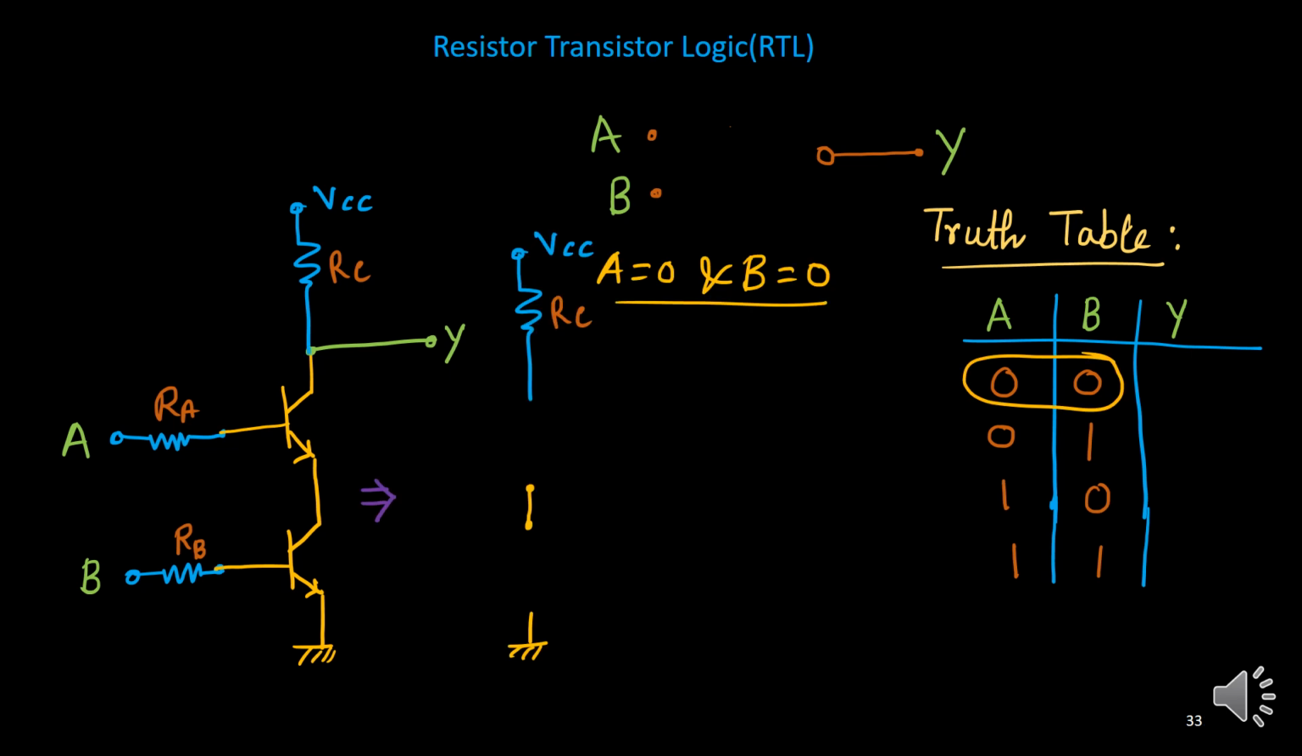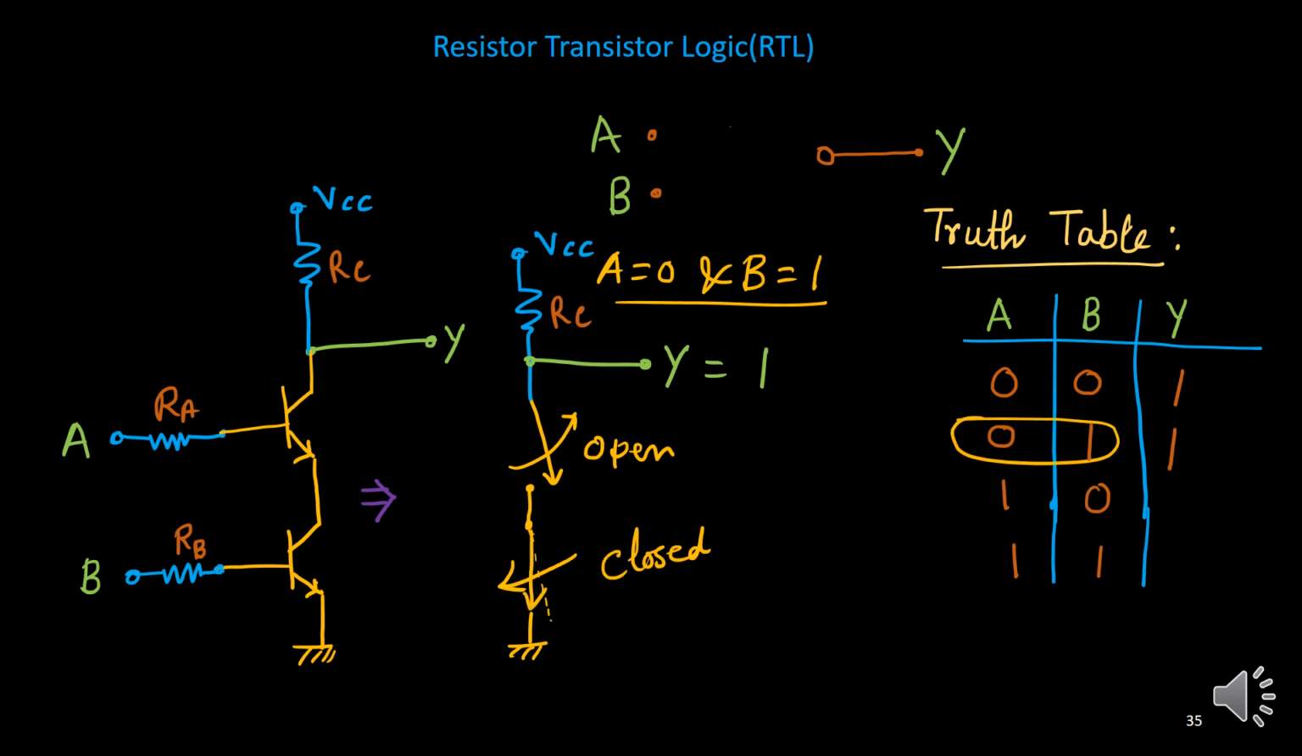We'll study this first. If it is 0, 0, both transistors are off. So this is open circuit, this is open circuit. This output is directly connected to VCC, so it is logically 1. Now if it is 0, 1: A is 0 and B is 1. 1 means it is shorted, fine, but because A is 0, it is an open circuit. If this is open, there is no current flow here. It is not connected to ground.